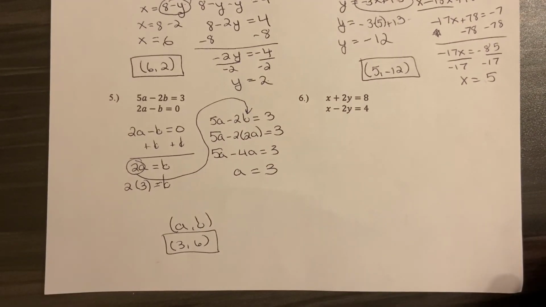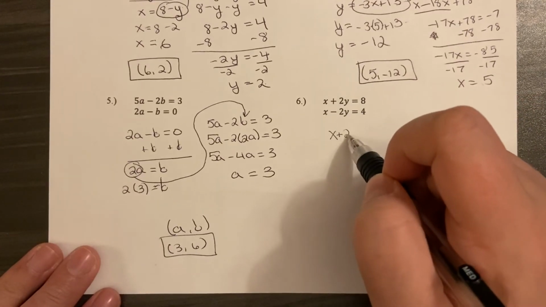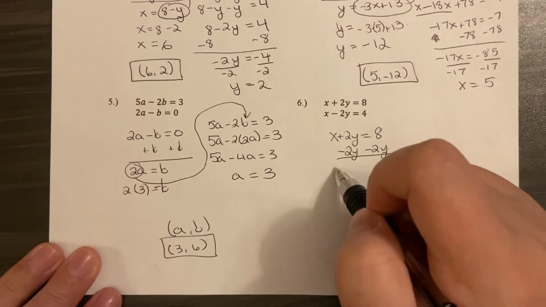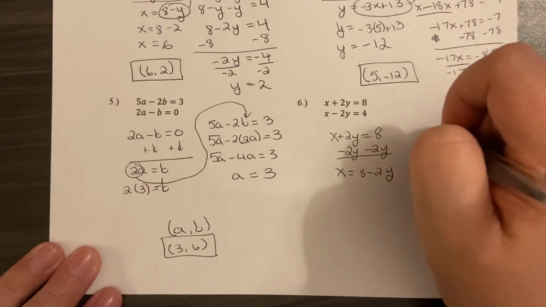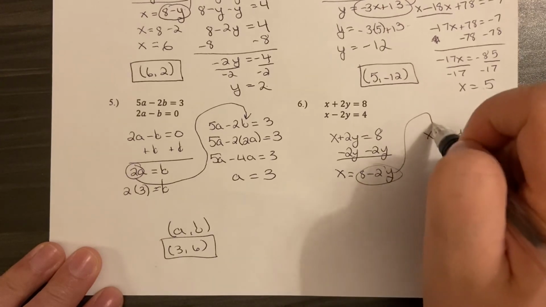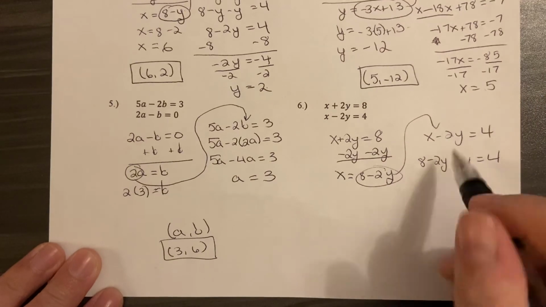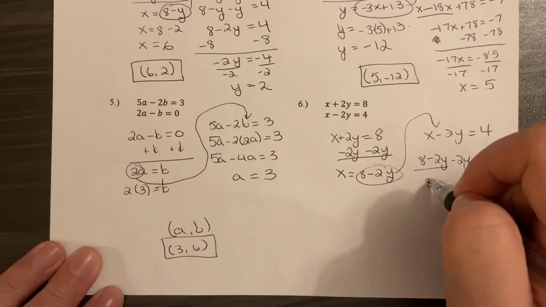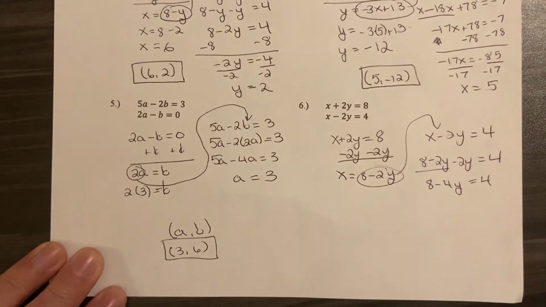Okay, and then last one. Again, both these just have an isolated x, so I'm going to start with the top and then subtract 2y. Then take the second equation, sub this in. If you guys notice, I just dropped the parentheses there because it's subtraction, so I don't really need it right now. So I get 8 minus 4y is 4.